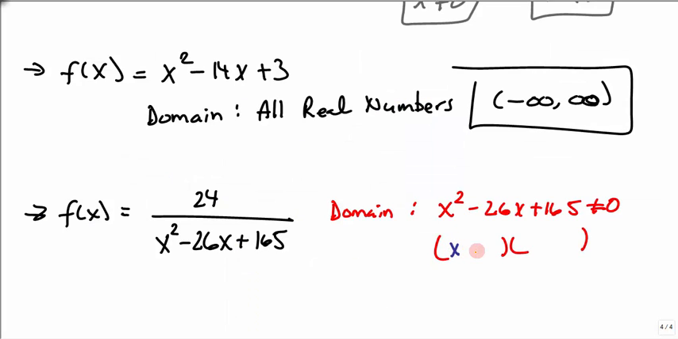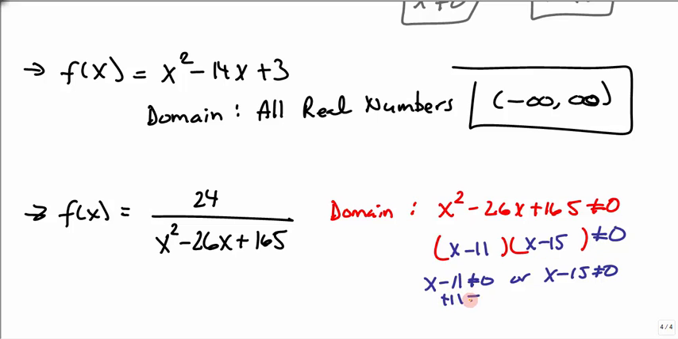So let's go ahead and pop that back in here. So that means this factors into x minus 11, x minus 15. Now we say these cannot equal 0. Now if you were to FOIL this out, we'd have minus 11x minus 15x is minus 26x. 11 times 15 is 165. So then I'd say x minus 11 cannot equal 0, or x minus 15 cannot equal 0.